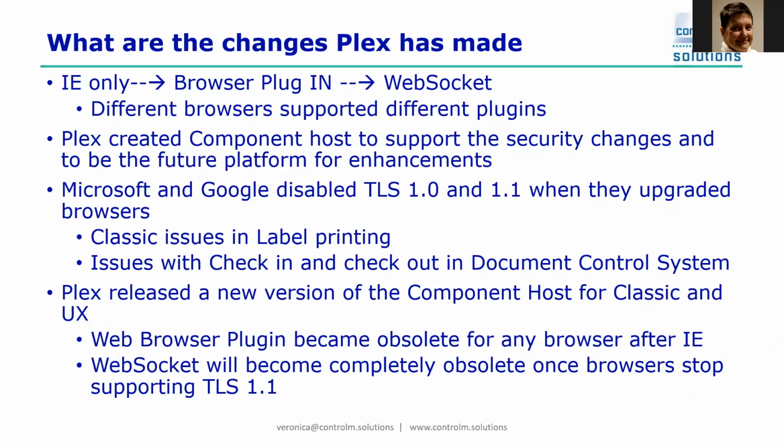And no lie, when you upgraded to the most current version of Chrome last year, bad things happened, and individuals downgraded the TLS version that was supported by the browser so that they could print labels. Plex released new versions of the Component Host for UX that addressed the label issues, but UX and classic users were still needing the WebSocket and support for the older security levels for DCS check-in and check-out functionality.